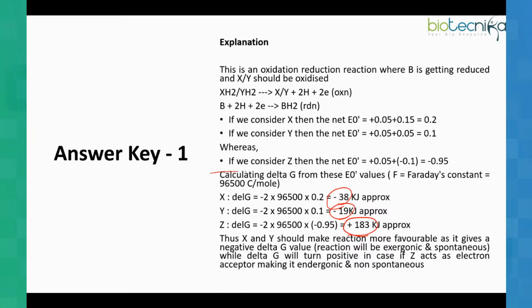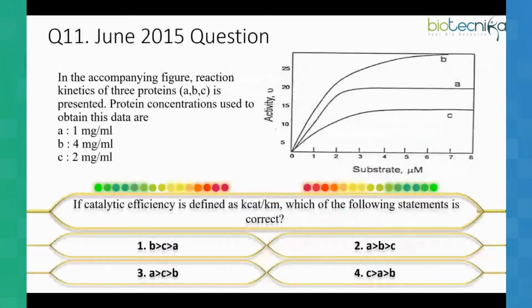But even without calculation, if you just get the net E0, you can see for both of them it is positive, and this is negative. Then you don't even have to put in the equation, because the rest of the parameters will be the same. You just have to compare the G and E values, because they're inversely proportional to each other. Next question is from June 2015.